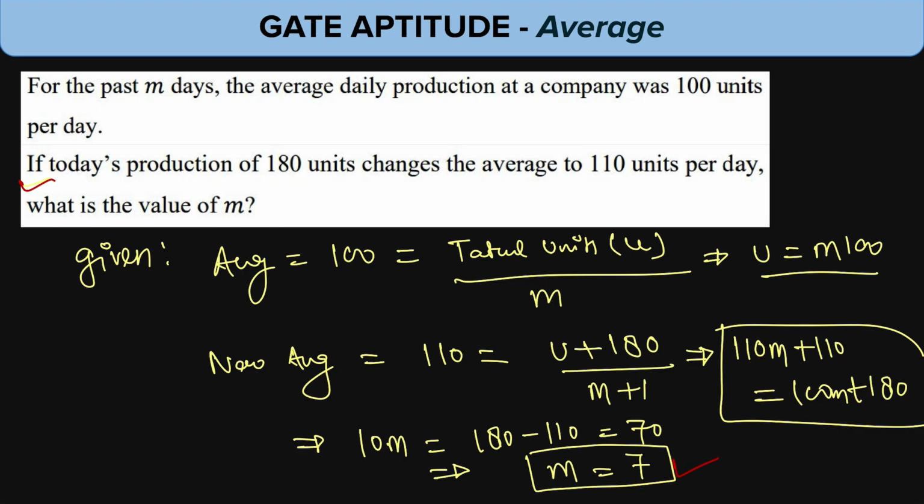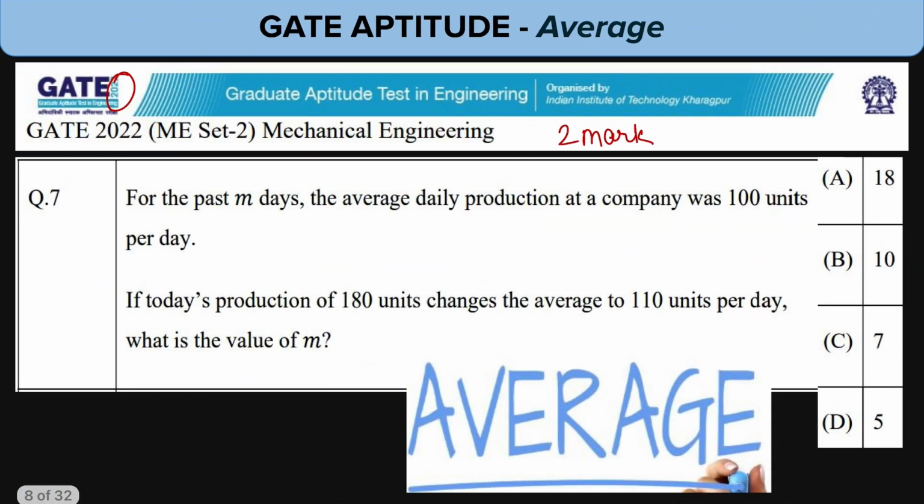Now let's see if this is the value we have in options. Yes, the option C is 7 and it is the correct answer.